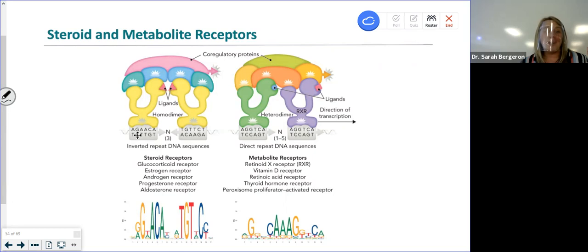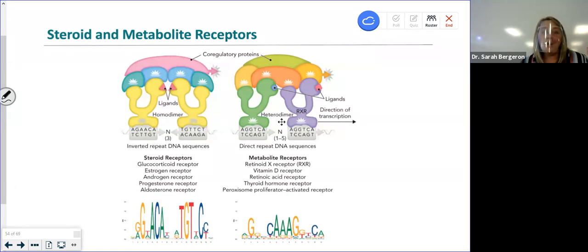So here we're binding AGAACA, but if you want to know what this one's going to bind to, well, we need to look at the complement and we need to go in reverse. So we're going to go T, G, T, T, C, T, and that's what we have, T, G, T, T, C, T. Do you see how that's an inverted repeat?